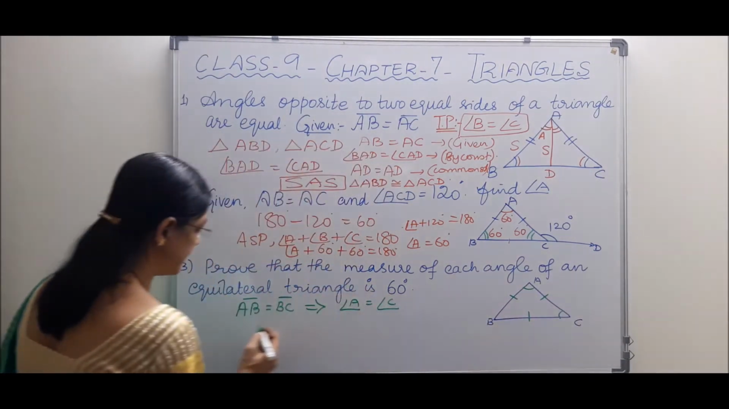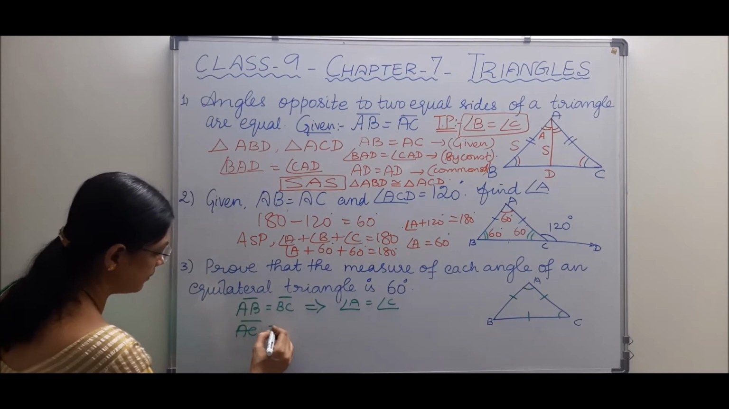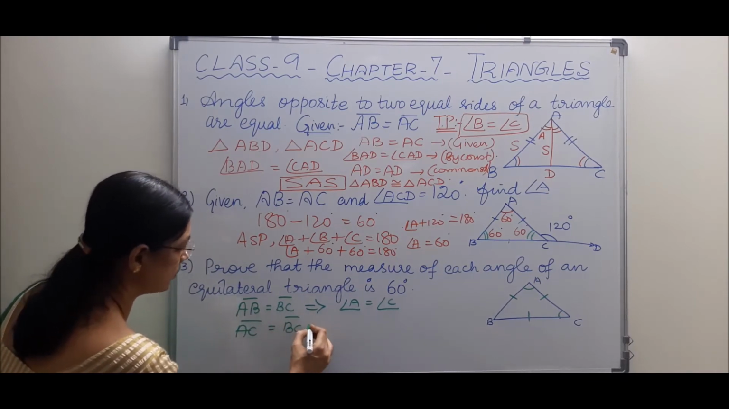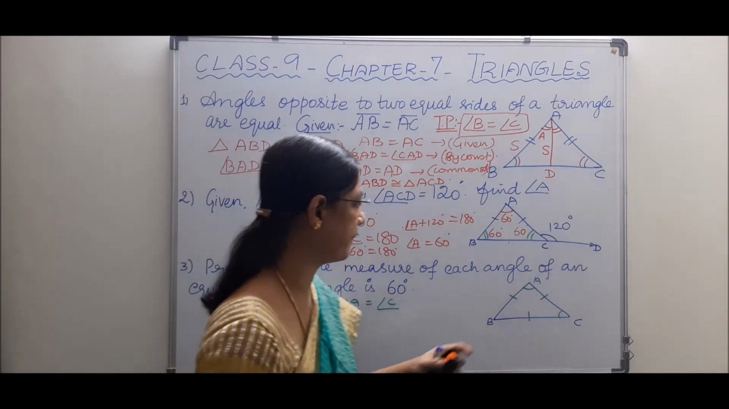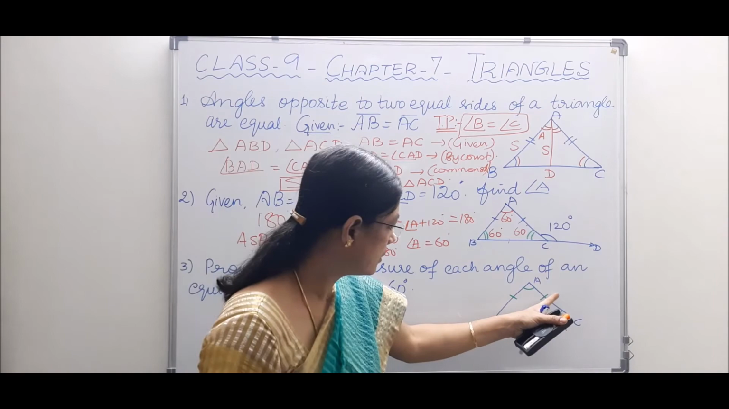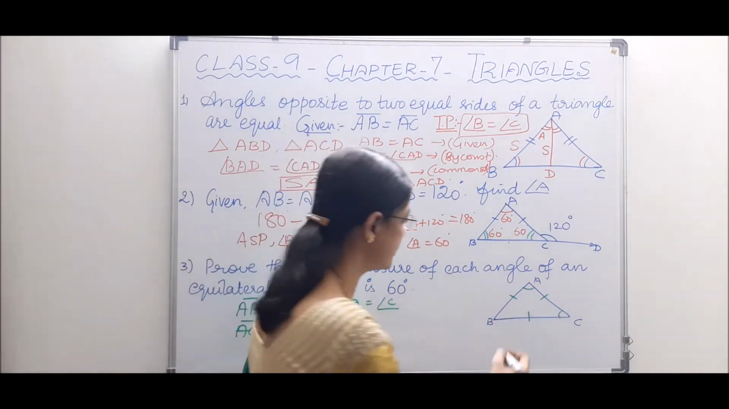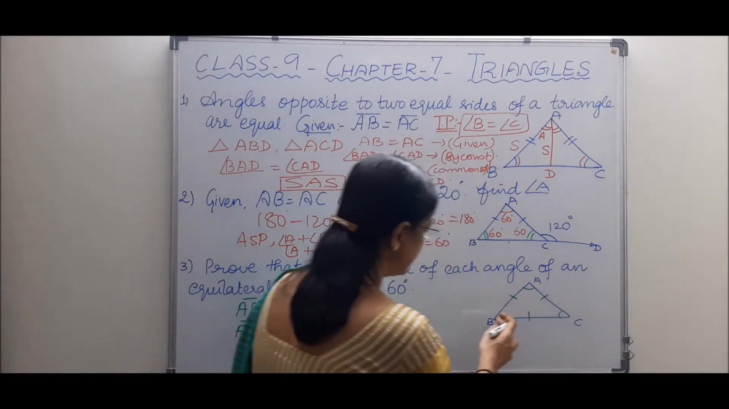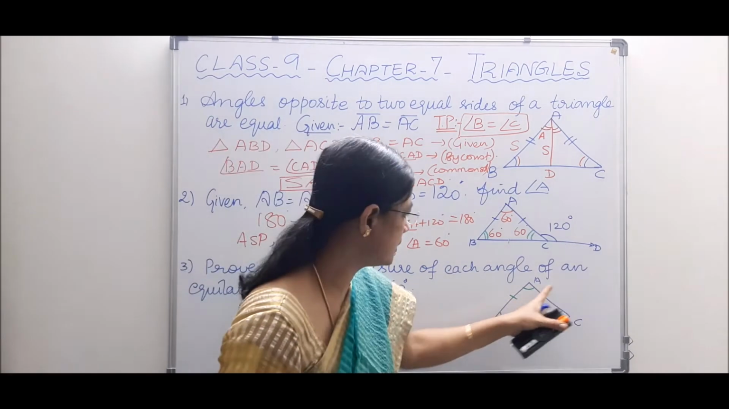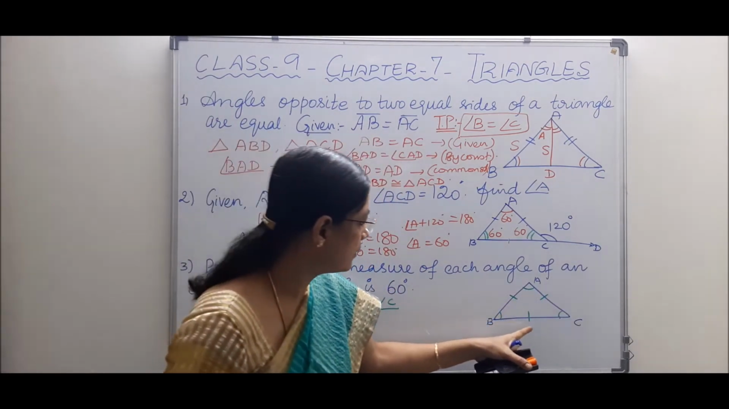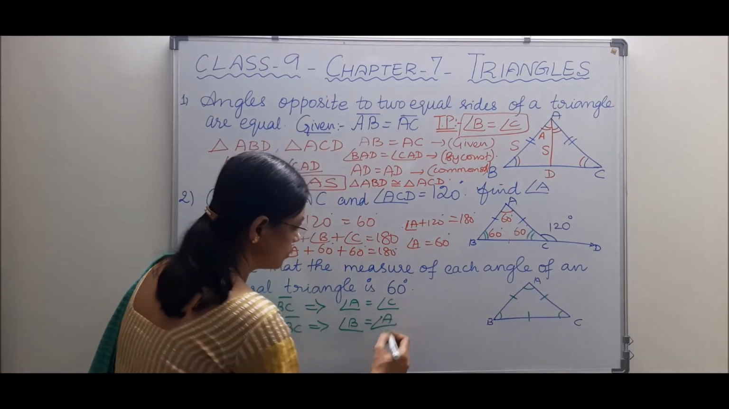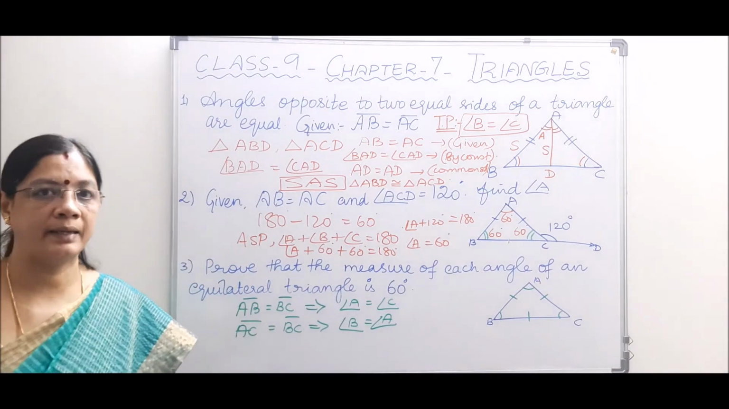Next we'll take the other pair. AC is equal to BC, because I said all the sides are equal in an equilateral triangle. Now what does this imply? See, the angle opposite to AC is B, isn't it? And BC's opposite angle is A again. So angle B is equal to angle A.